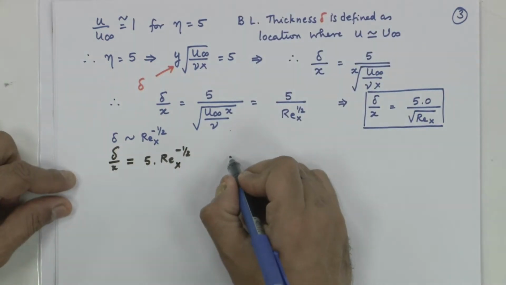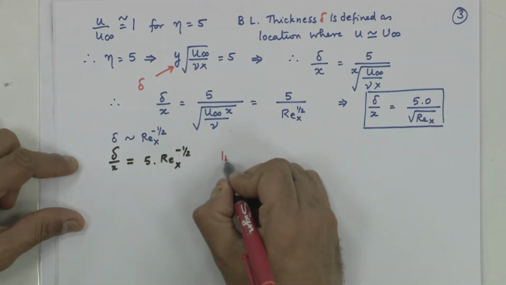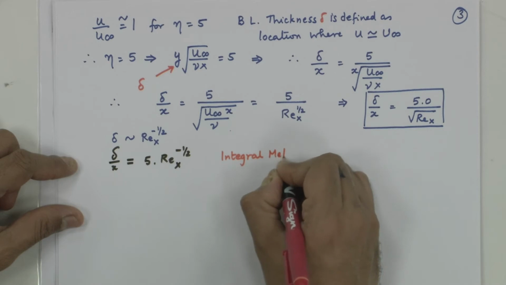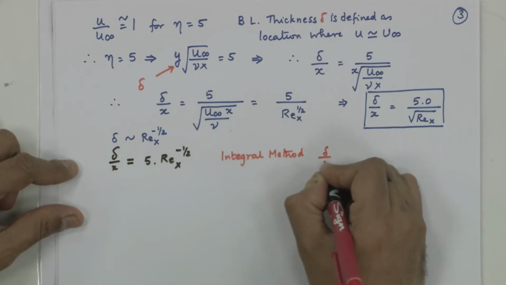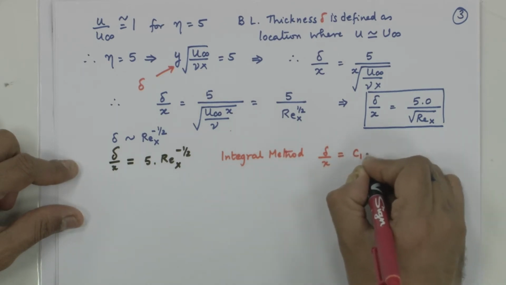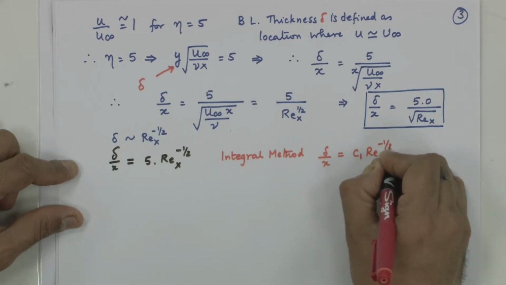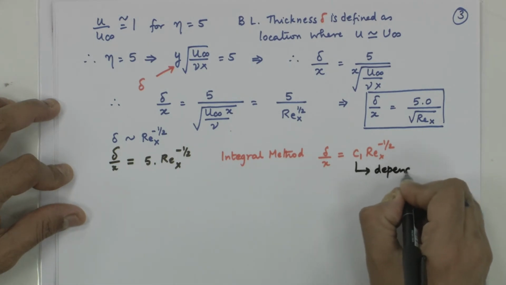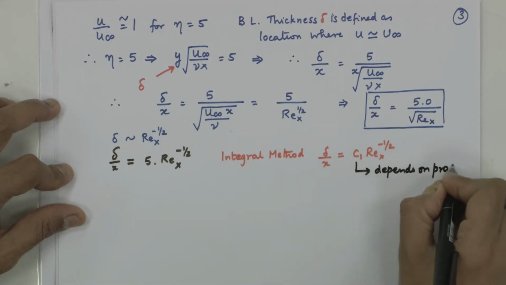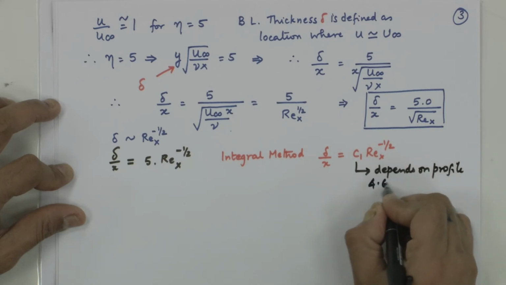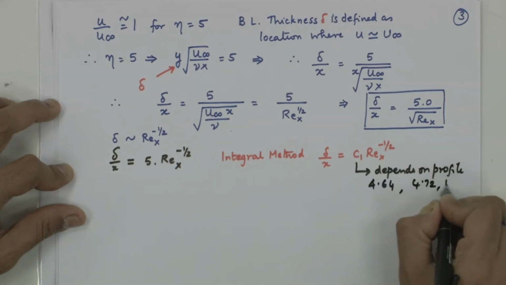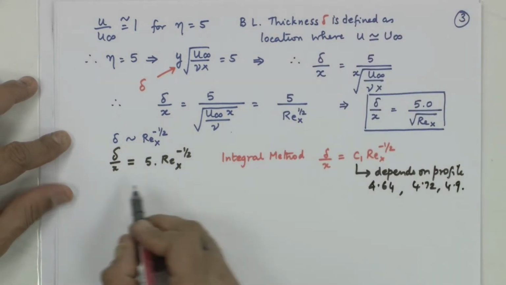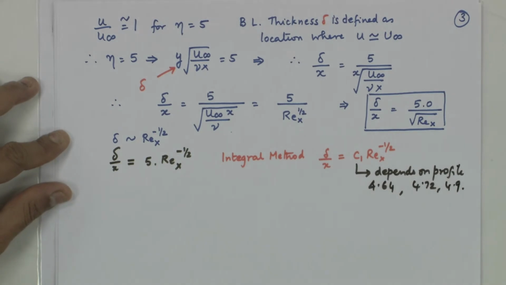Next, when we do the integral method, I am just going to write that here for the next set of lectures. When we do the integral method, we would get delta by x is equal to some c times Re to the power minus half, where c depends on the complexity of the profile. So, it could be 4.64, 4.72, 4.9, whatever. All I am trying to say is the functional relationship of delta is still maintained.